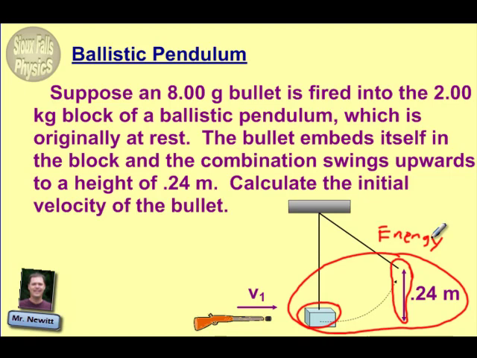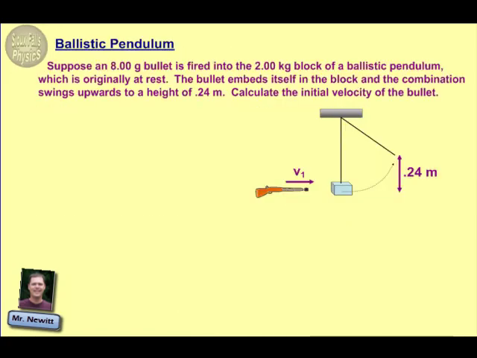From that point, we will start looking at conservation of momentum. That is the left side of the diagram, if you will. The bullet leaving the gun and then colliding with the block is going to be a situation of using conservation of momentum. So let's get started, first of all, with the conservation of energy portion of the problem.